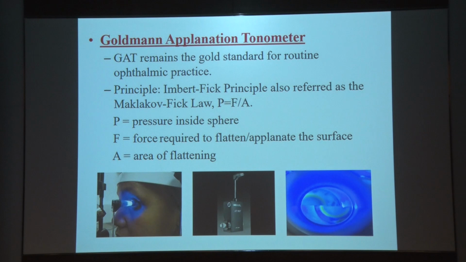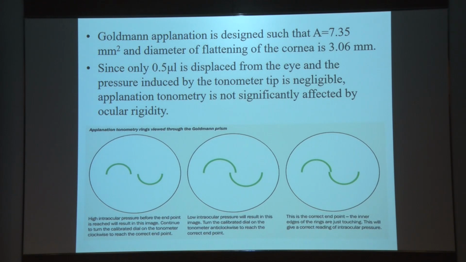The Goldmann applanation tonometer remains the gold standard in routine ophthalmic practice. The principle is the Imbert-Fick principle, also referred to as the Maklakov-Fick law, in which pressure is equal to force per unit area. And this is how it looks. There are 2 rings in this.